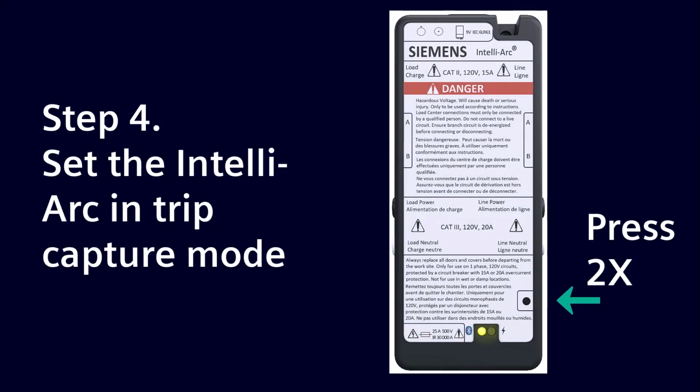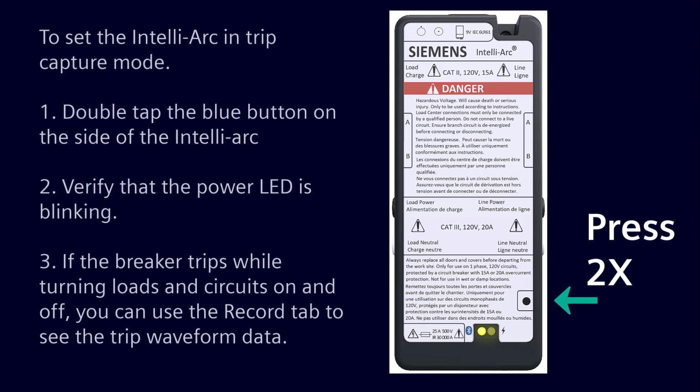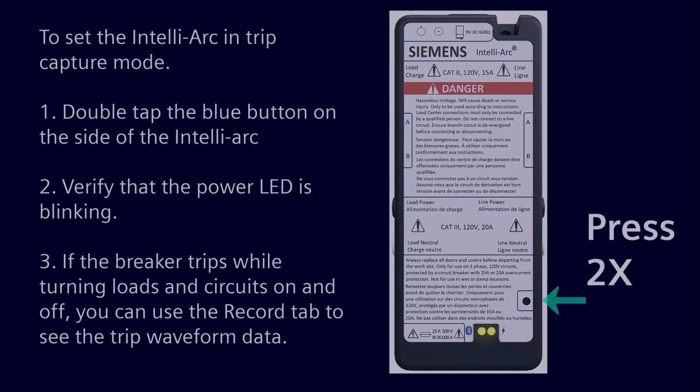Step 4. Set the IntelliArc in trip capture mode by double-tapping the blue button on the side of the IntelliArc and verifying the power LED is blinking. Putting the IntelliArc in trip capture mode will help you capture the high RF arc noise and can determine if you're seeing a real arc fault or a load causing an unwanted trip.